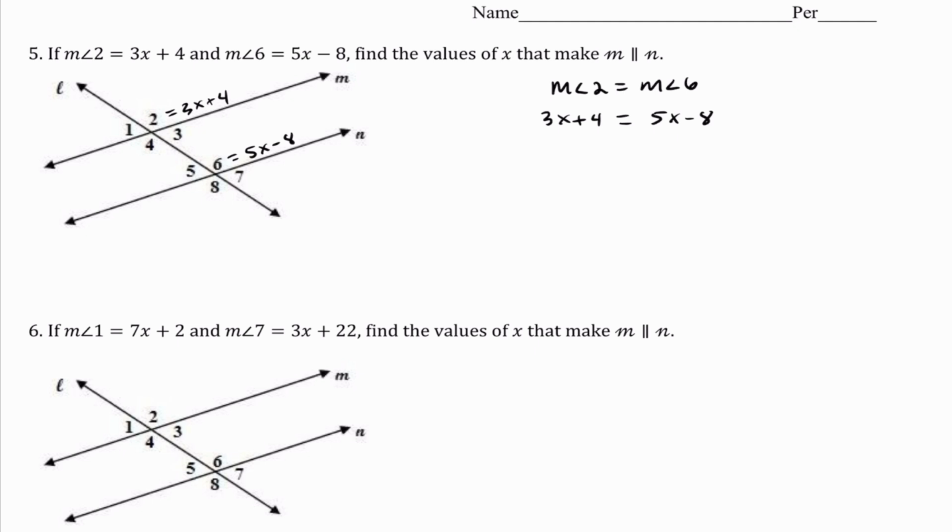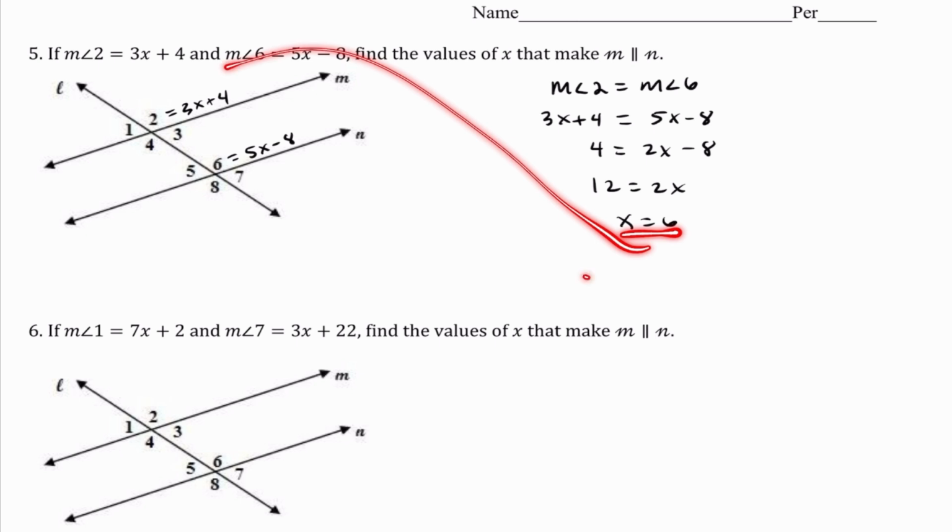I'm going to solve for x, so I'm going to subtract both sides by 3x, and I get 4 equals 2x minus 8, and then I'm going to add both sides by 8 here, so I have 12 equals 2x, x is equal to 6. Now, if I plug in 6 into these two expressions here, I get 22 here and 22 there. So we can say that these two angles are congruent.